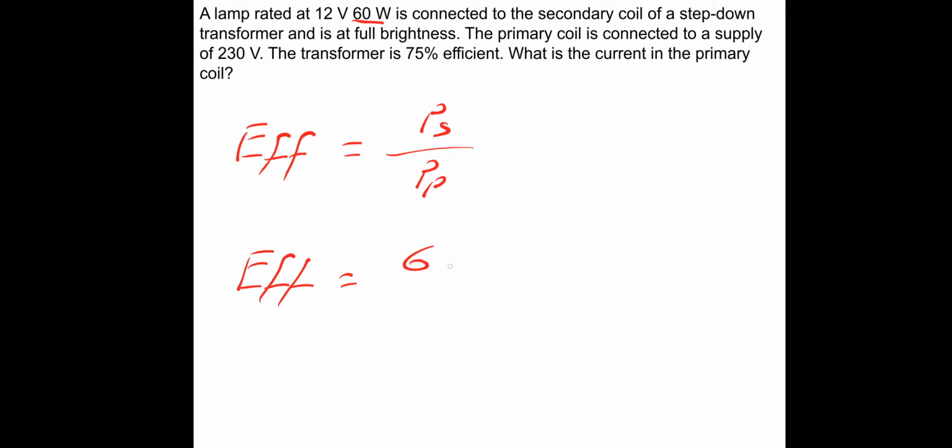So we can simply use the efficiency equation. Efficiency is the secondary power divided by the input power, the power in the primary coil. So the power in the secondary we already know is 60 watts. So efficiency is equal to 60 watts divided by power in the primary, which is current on the primary times the voltage, which we already know is 230. We know the efficiency is 75%.